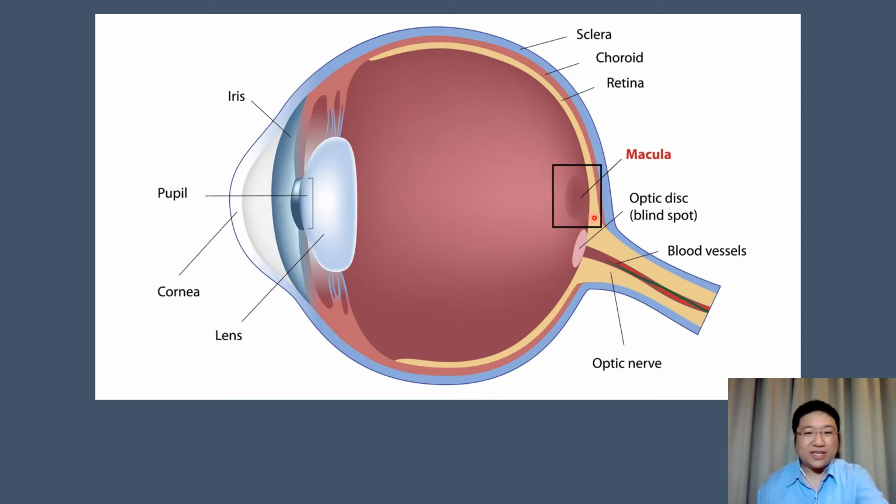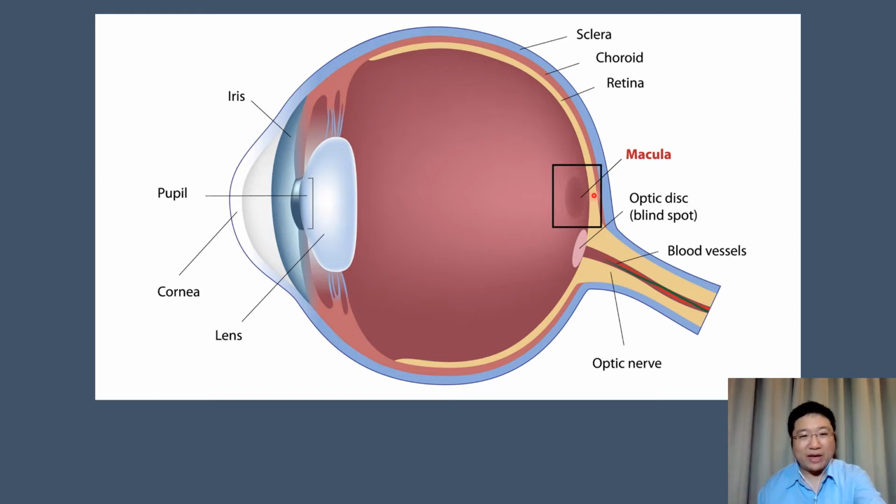Retina needs to be protected because retina serves as a neurosensory organ, sensory organ of the light of the picture, right? So without retina we cannot see, and there is an area here called macula. Macula is in the central.